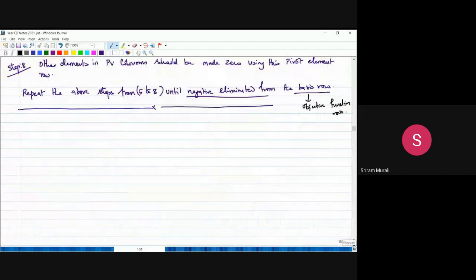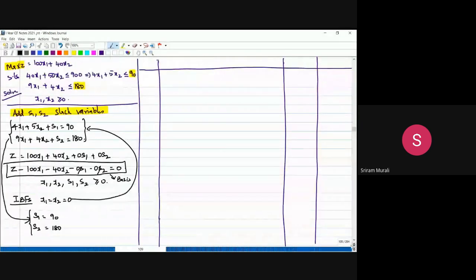Step number 5, you have to formulate the table. As I said, your result will come here: x1, x2, and then S1, S2, then right hand side. So first one is the basis. Second, these two should be taken here, S1 and S2, whatever the IBFS has got. So first you should take z. Coefficient of z is 1. What is the coefficient of x1? Minus 100. What is x2? Minus 40. What is S1? 0, 0, 0.